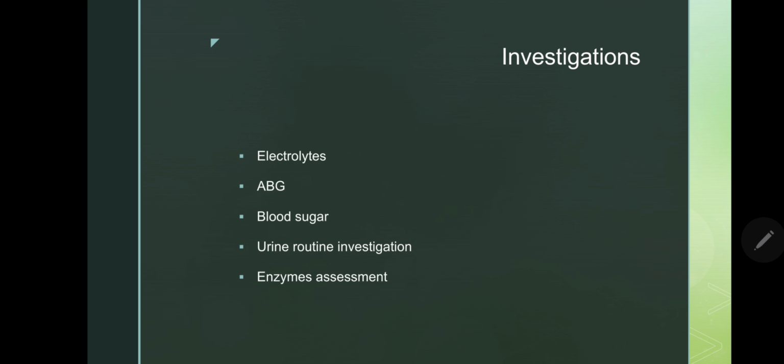Now the investigation. When a patient presents with ambiguous genitalia, or a newborn suddenly goes into shock, always do the blood sugar test. If the blood sugar is decreased, also do the electrolytes and ABG. If the sodium is decreased, potassium is increased and the ABG shows metabolic acidosis, always think about CAH, in a male patient and also in a female patient.